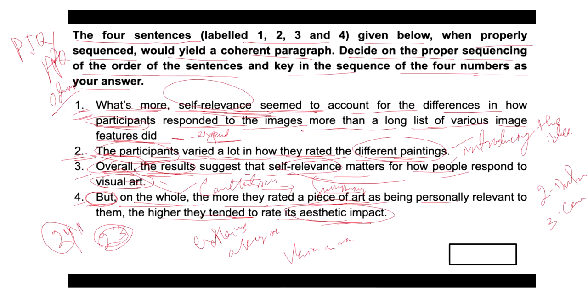So if we look into it, 2413 could be the correct one, because 2 introduces the information that the participants varied a lot in how they rated the different paintings. 4 contrasts with it, saying that on the whole, the more participants rated a piece of art as being personally relevant to them, the higher they rated its aesthetic impact. Then what is more: beside giving a rating to its aesthetic impact, self-relevance seemed to account for the difference in how participants responded to the images more than a long list of various image features did, isn't it? So 2, 4, 1 is the correct sequence and 3 is the concluding one, because overall the results suggest that self-relevance matters for how people respond to visual art. So 2, 4, 1, 3 is the correct sequence for this question's answer.